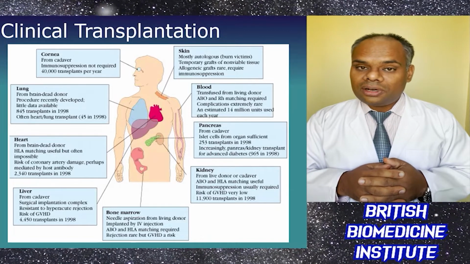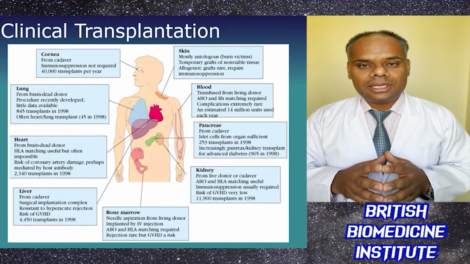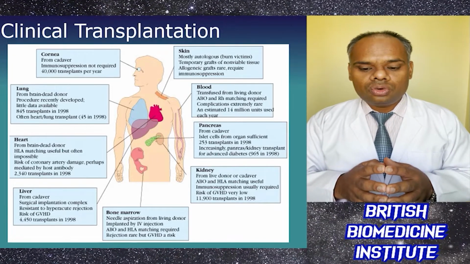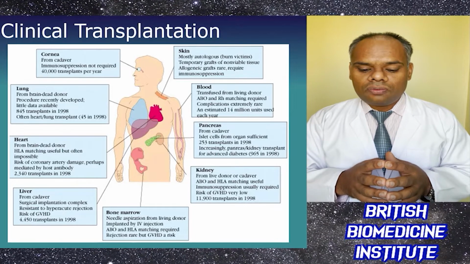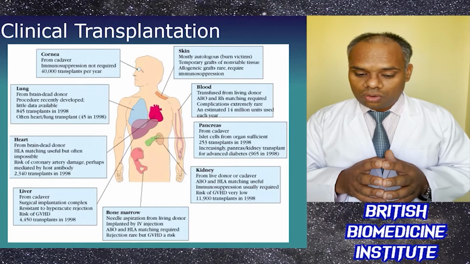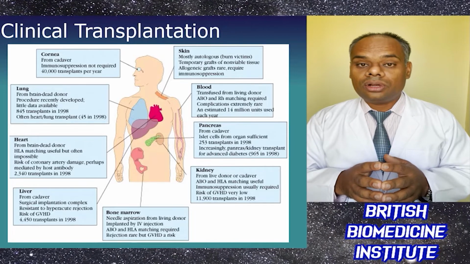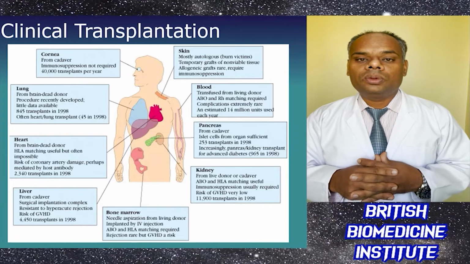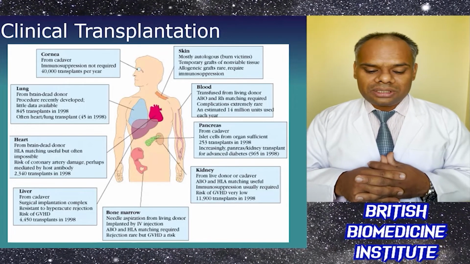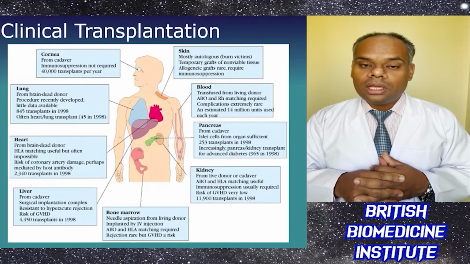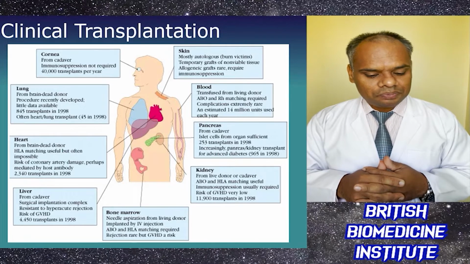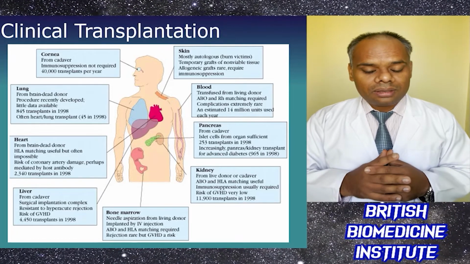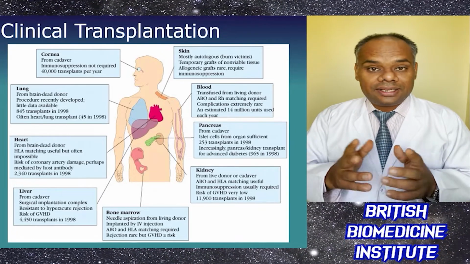Kidney, from living donor or cadaver, and ABO and HLA matching are helpful, are useful. Immunosuppression is usually required. The risk of GVHD is very low, and in 1998 there were almost 12,000 transplants. There can also be a bone marrow transplant, where needle aspiration from the living donor is inserted, implanted by IV injection. ABO and HLA matching is required, and rejection is rare, but GVHD is a risk.